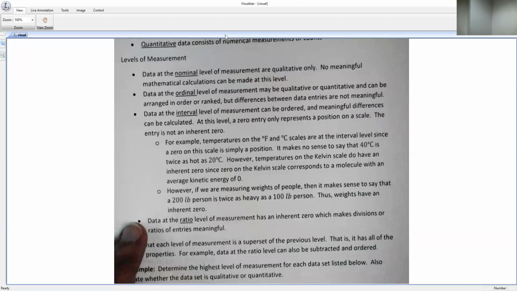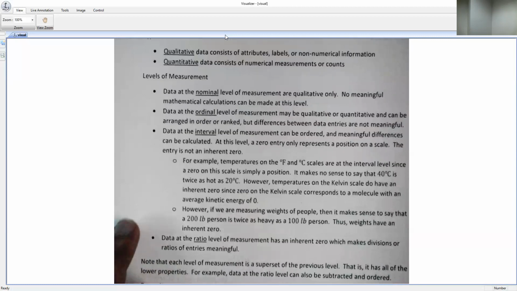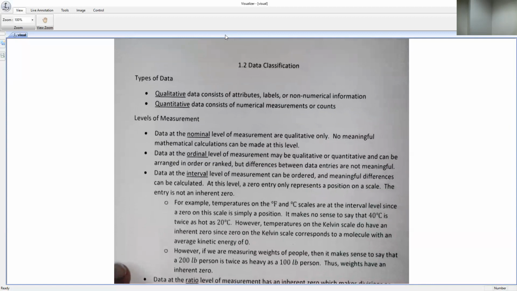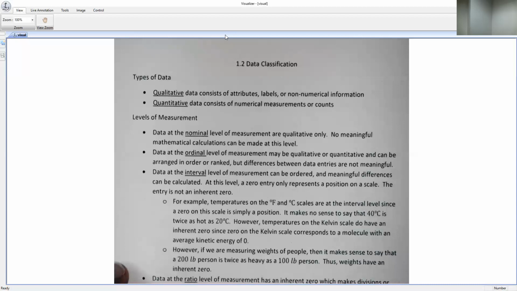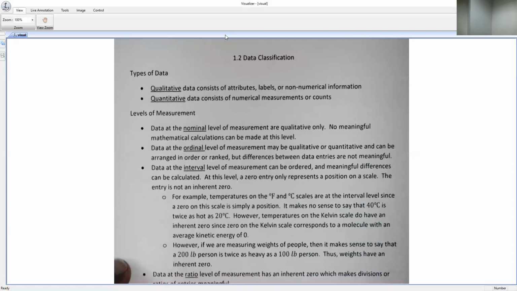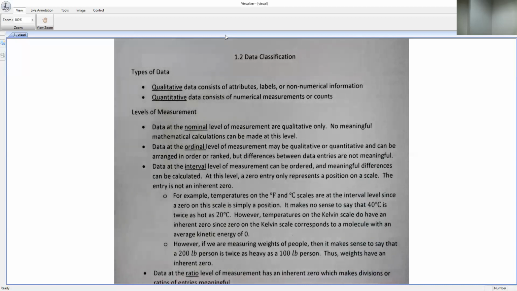Okay. Next lesson, let's continue with 1.2, which is about data classification. Again, this same file I've uploaded in my MATLAB. If you can't see this one real well, you can follow along from there. We mentioned earlier types of data being qualitative or quantitative. Let's talk about that now.